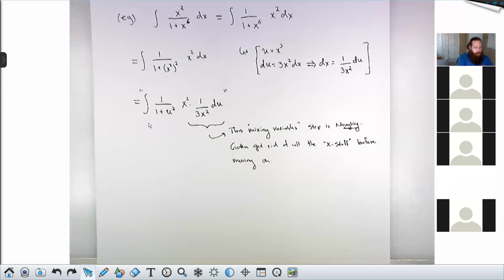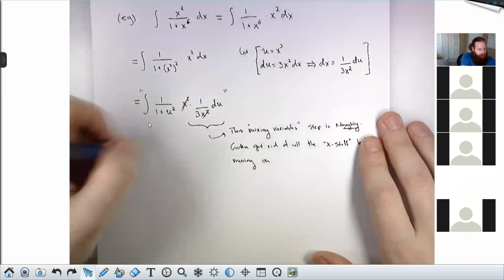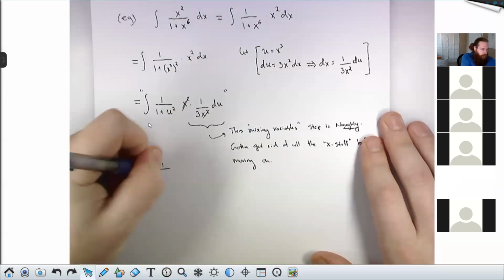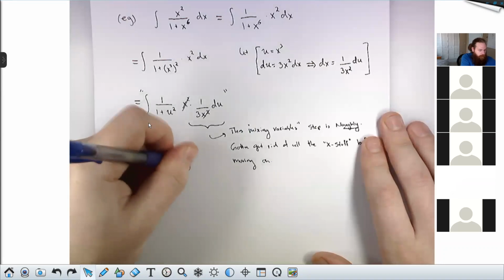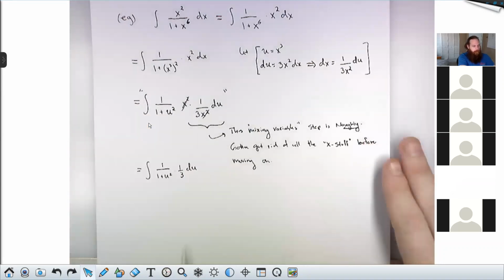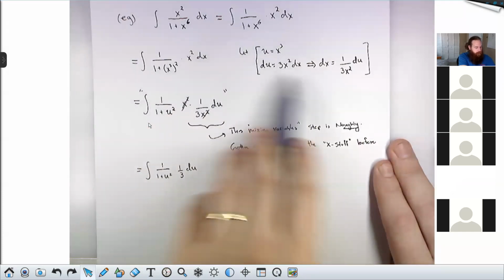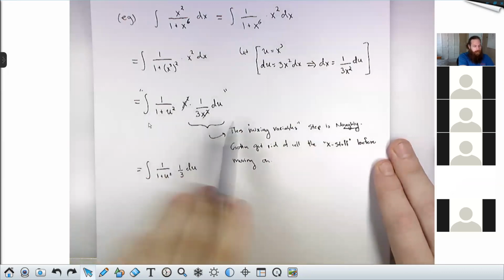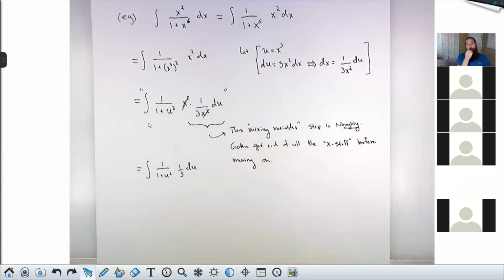Now here we get lucky. This x squared cancels with this x squared. And I get the integral of 1 over 1 plus u squared times 1/3 du. And if you're really clever, you can see that that's how it's going to play out from the start. You go, oh, x squared dx, that's 1/3 du. And that's what we usually like to do in Calc 2. But it's not at all uncommon in Calc 1 to have a kind of in-between step like this to help you see where it's going to go.